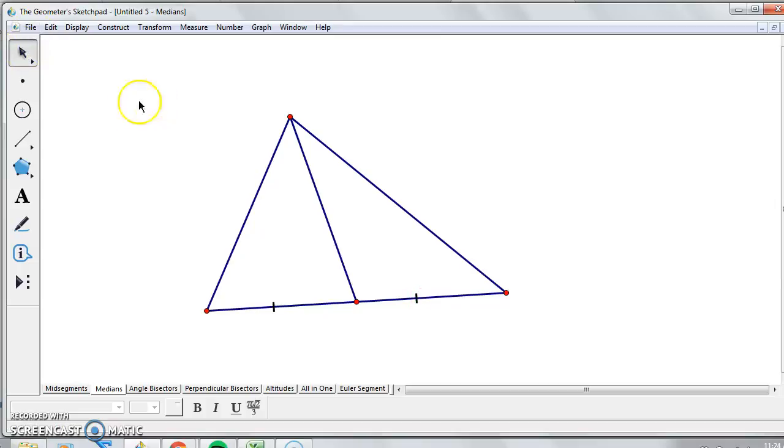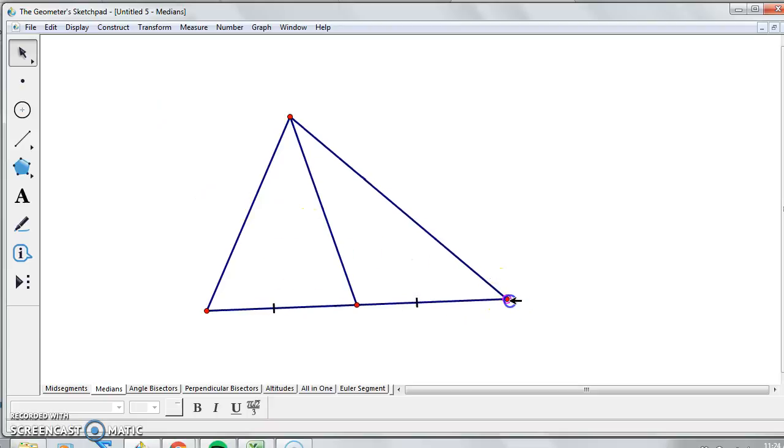One thing that's special about a median, it divides the triangle into 2 equal areas. So the way for me to measure this is to construct the interior of this triangle.